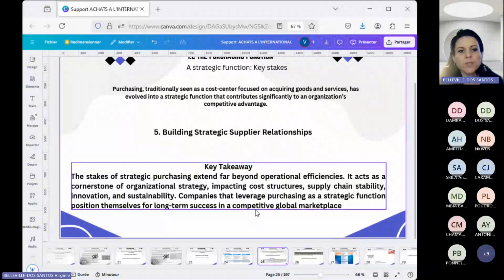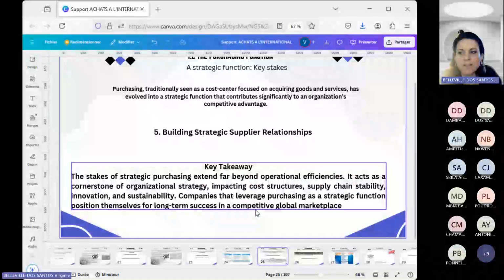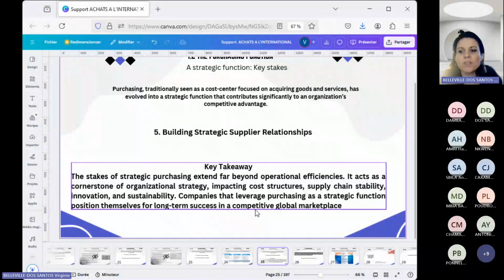The point 5 is building strategic supplier relationships. Here, the key takeaway: we have two main points. The first is supplier management, developing long-term partnerships that provide mutual benefits such as reliability, innovation, and cost efficiencies. And the second one is negotiation beyond price, building contracts that address service levels, innovation, risk sharing, and sustainability.